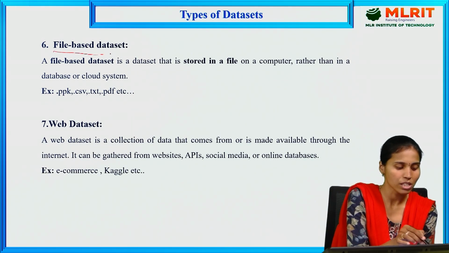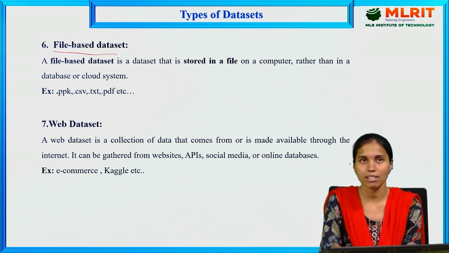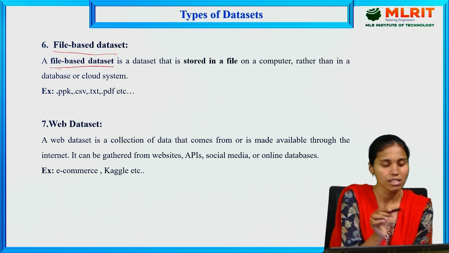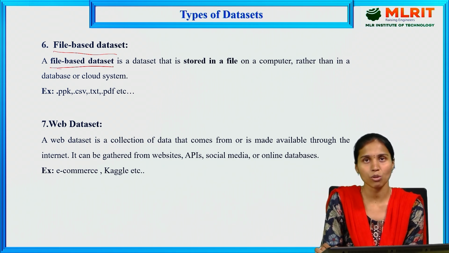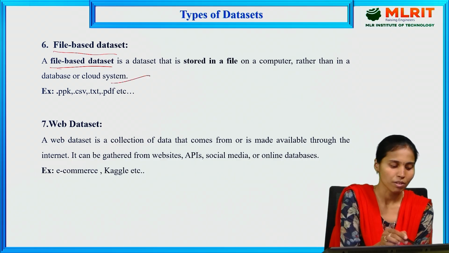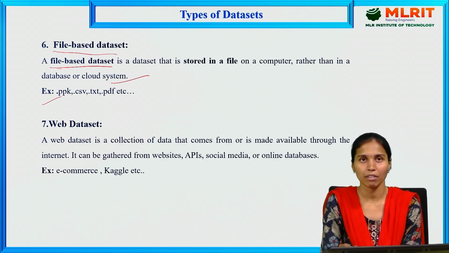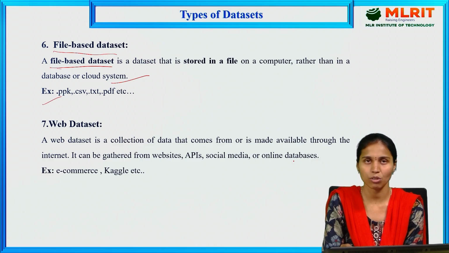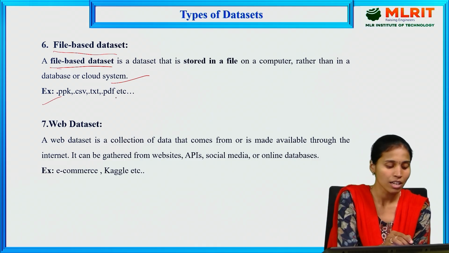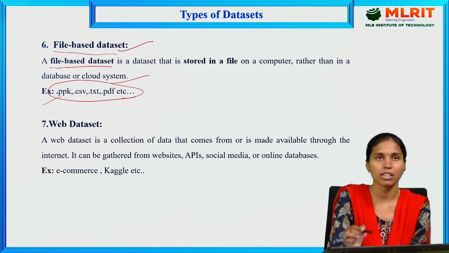So sixth one is a file based data set. A file based data set is a data set that is stored in a file on a computer rather than in a database or cloud system. For example, .ppk file, .csv file, .text file, .pdf file, these are examples of file based data set.